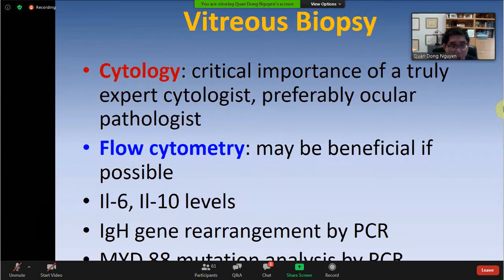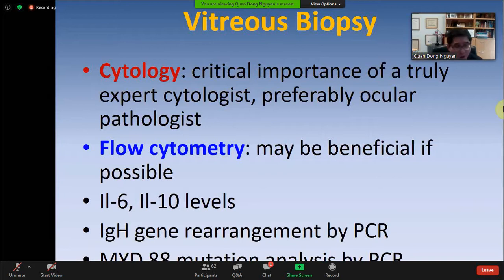That is very critical. Flow cytometry will also be beneficial because it can tell you how much of the cell is present and so on. As we mentioned, we look for interleukin 6, we look for interleukin 10, and I also mentioned the IgH gene rearrangement by PCR as well. The other thing that I did not mention is that there's MYD88 mutation analysis. That is another test that you not just can, you should do in a case like this by PCR, that will help you to tell whether there is inflammation and a presence of this mutation to help support the diagnosis.